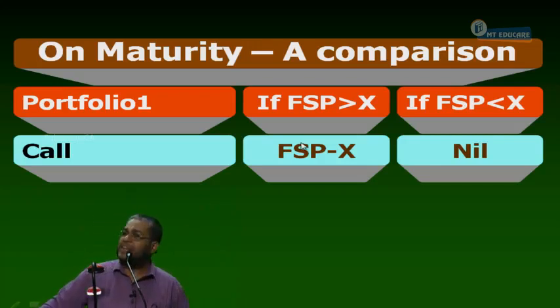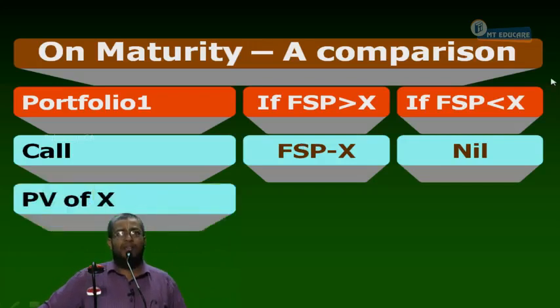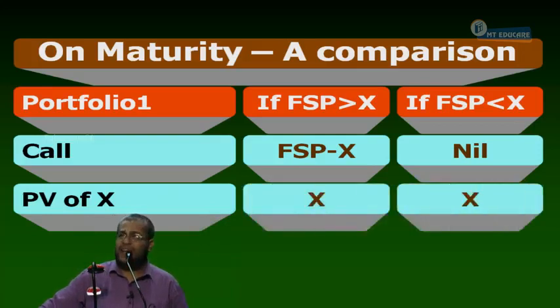Like that, I have only the call. I have also cash. Today I deposit the present value of the strike price. On the maturity date, it will be PV of X, because the PV of X matures to X. So on the maturity date, it does not depend on FSP. The maturity amount of PV of X is X. Yes or no?